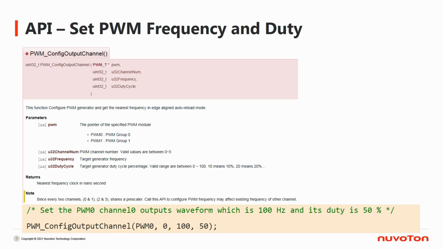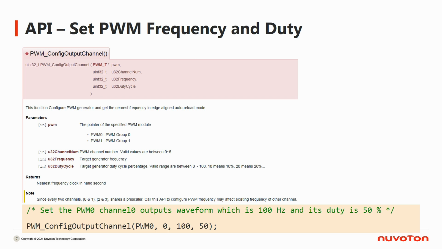In our BSP, we provide an API for setting the period and duty of PWM easily. The API is PWM config output channel. The first parameter specifies the PWM module, and the second parameter specifies the channel number of PWM. The third parameter is the frequency to generate each modulating signal. It also means the period of PWM. The last parameter is the duty cycle by percentage.